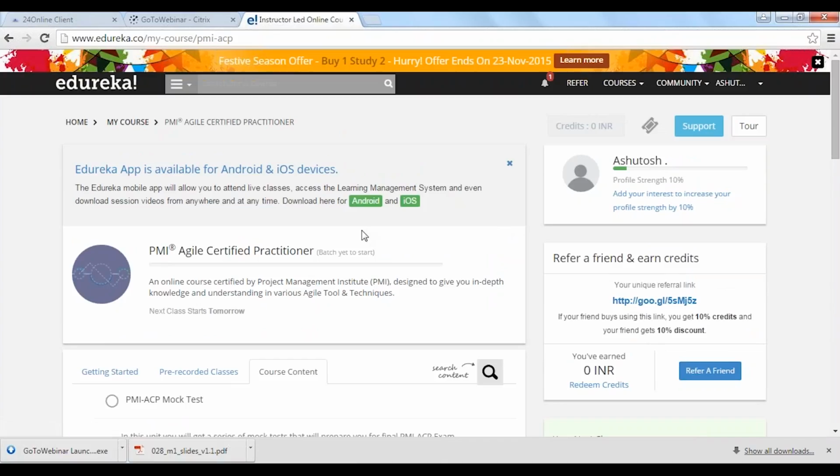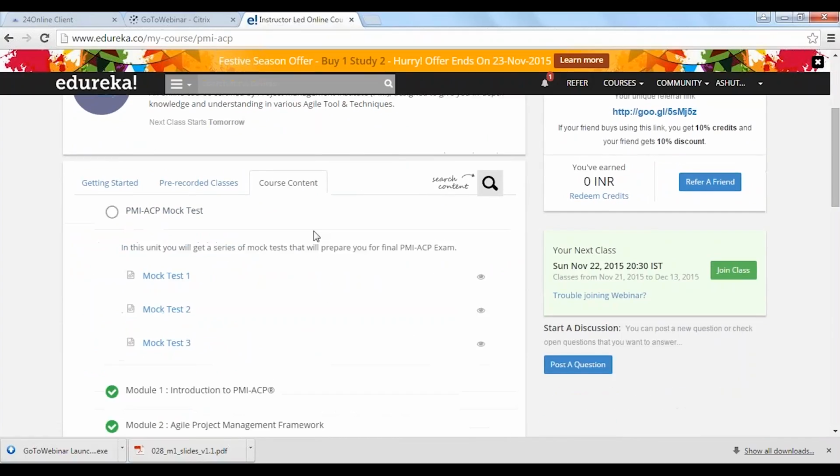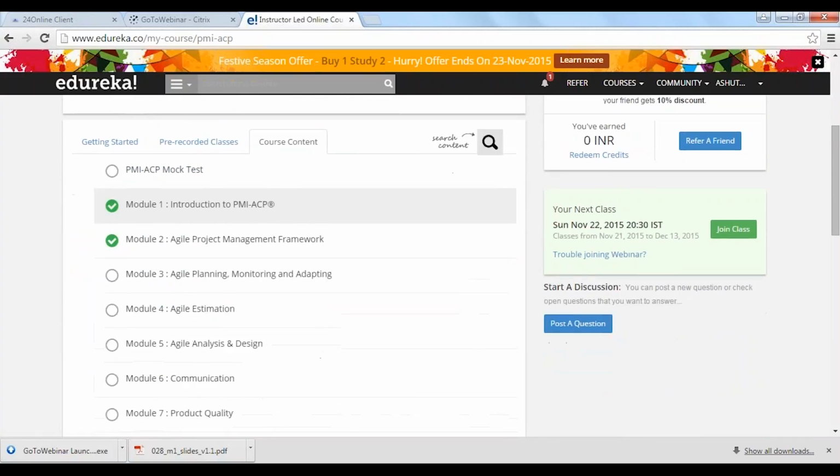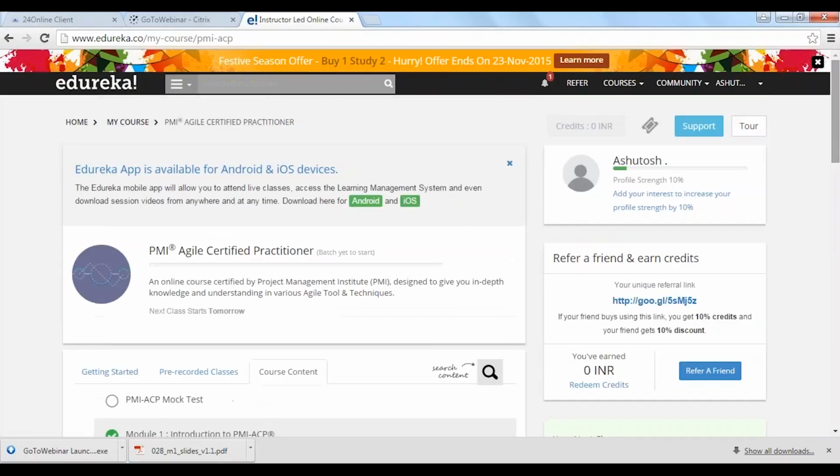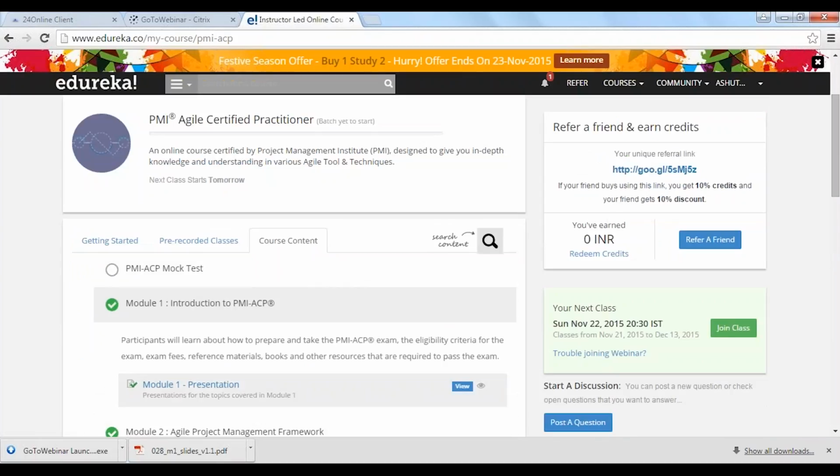What one needs to do is go to course content, as you can see here. Once I go to course content, I will see the module for which I have been enrolled, and under the module, you will get the class date. That's where you can join. Here on the screen, it shows me my next class, which is going to start tomorrow. Tomorrow when I come, I need to click on this join class button and join the class in the webinar mode. That's how I go about entering the class.